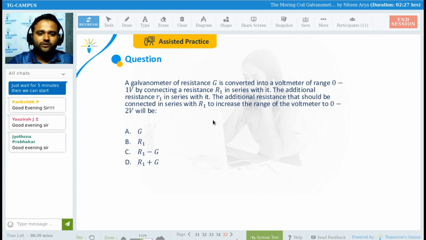Okay, so do this one. A galvanometer of resistance G is converted into a voltmeter of range 0 to 1 volt by connecting a resistance R1 in series with it. The additional resistance that should be connected in series with R1 to increase the range of the voltmeter from 0 to 2 volt will be. Find the correct answer: A, B, C, D.